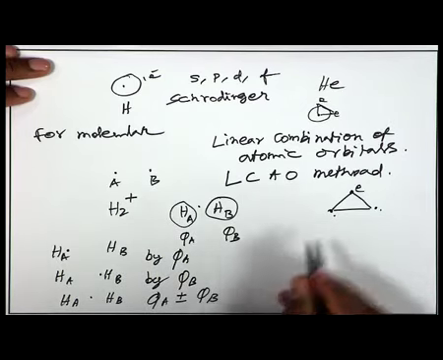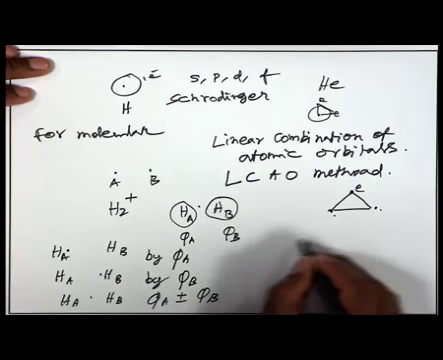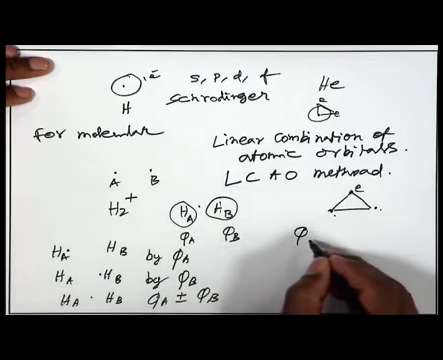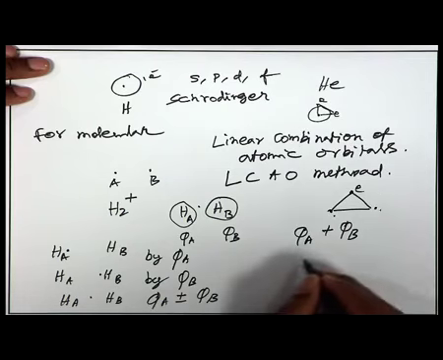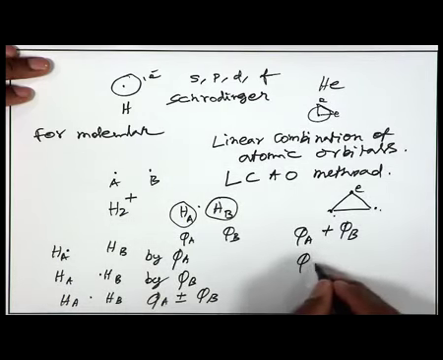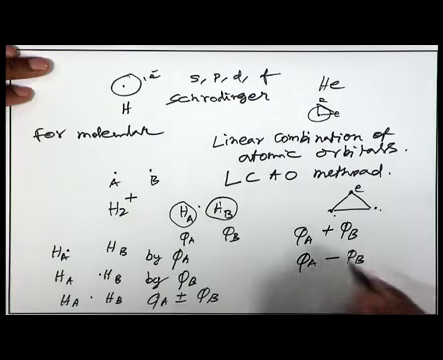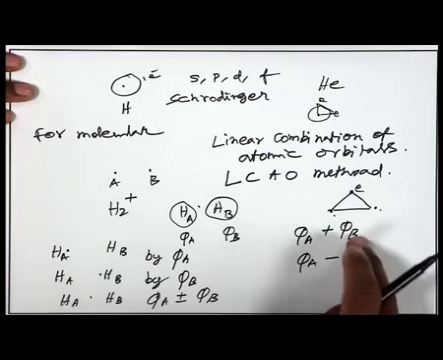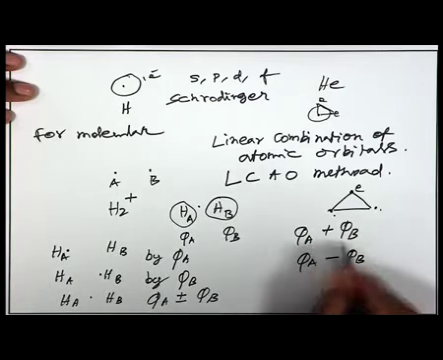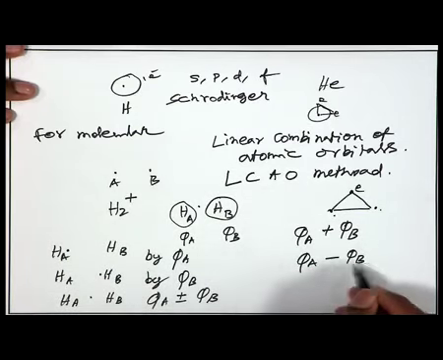So, you can write 2 equations. In one equation, you simply add phi A plus phi B. In another case, you subtract the wave functions, phi A minus phi B. That is called a linear combination. So, a linear combination of 2 wave functions gives 2 equations: in one case the 2 wave functions are added, in another case they are subtracted.